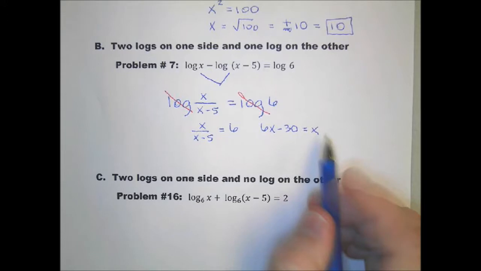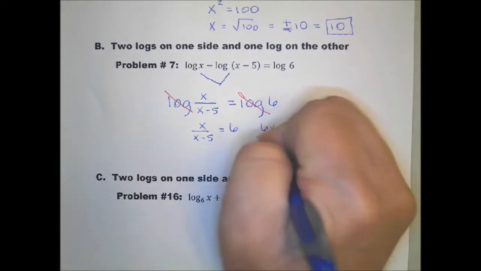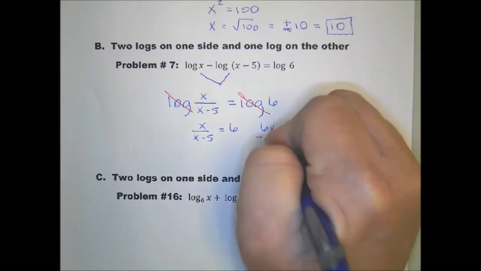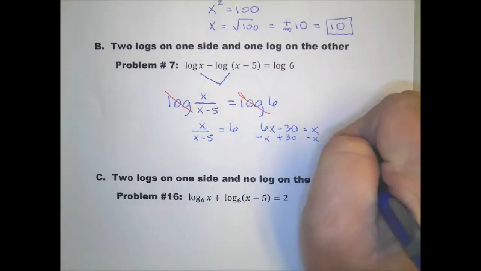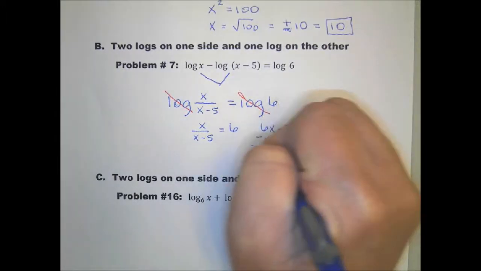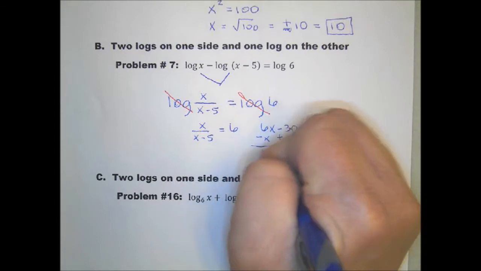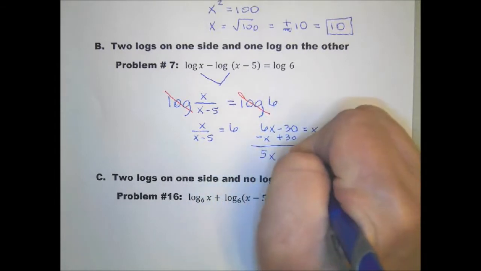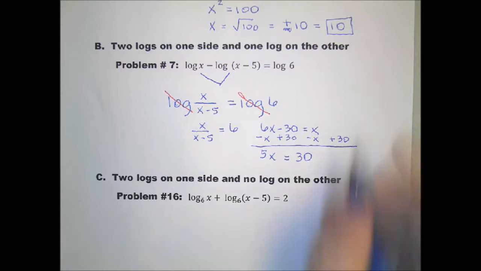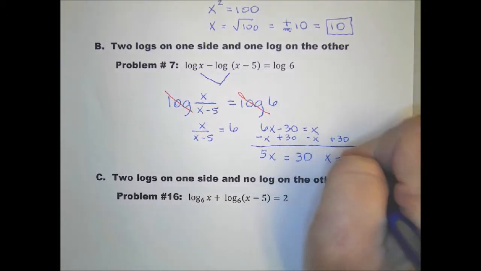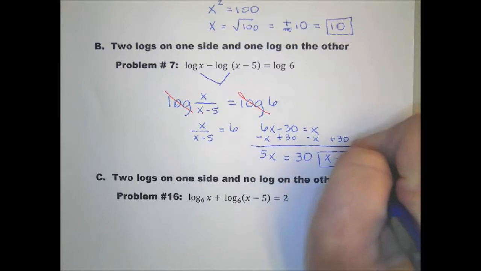I'm going to subtract this x over here. But that means I'm going to have to add the 30 over there. I need my x's on one side and my constant on the other. So I'm going to end up with 5x equals positive 30, which means x equals 6. Divide both sides by 5, and you get x equals 6.